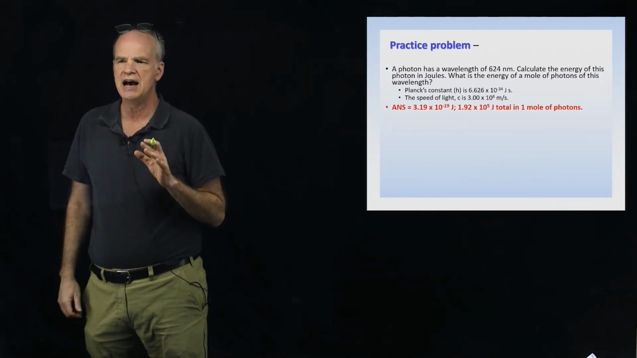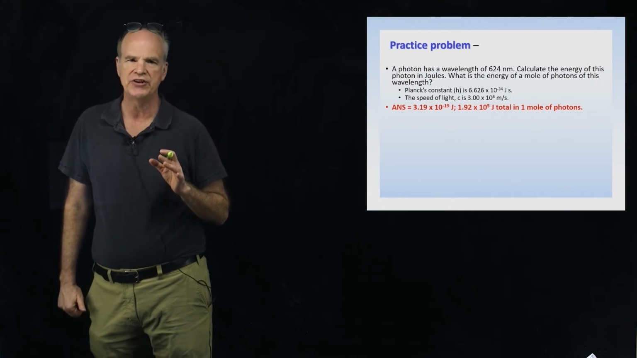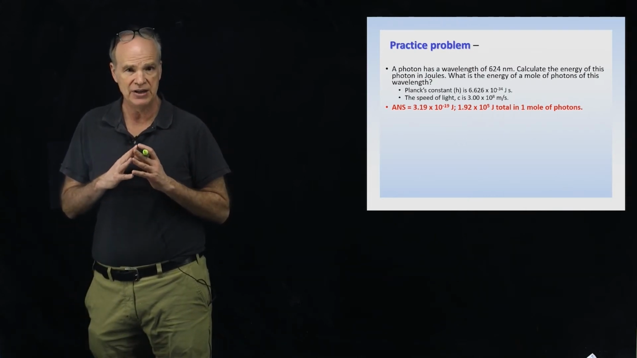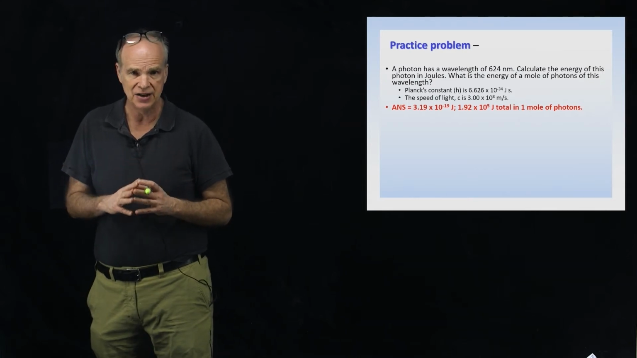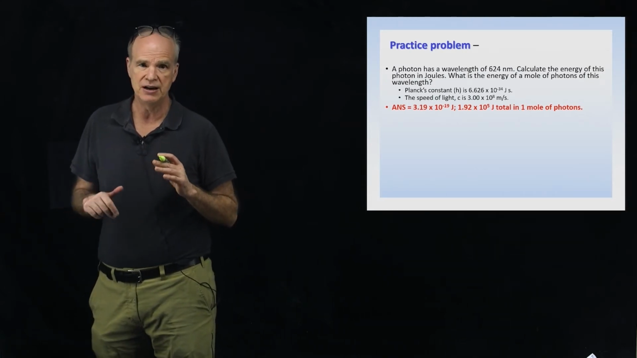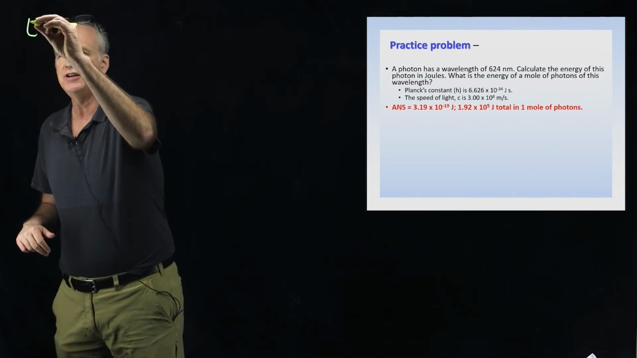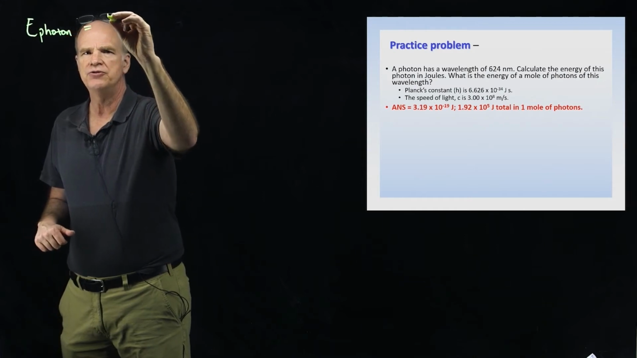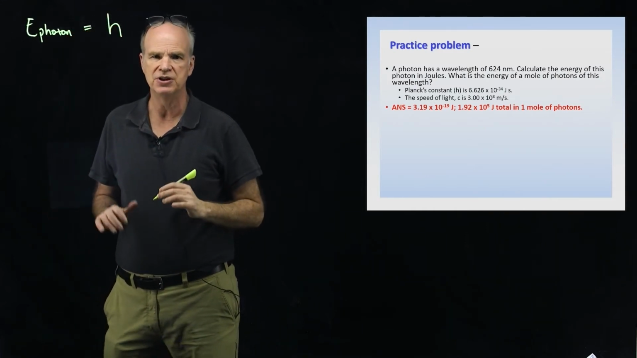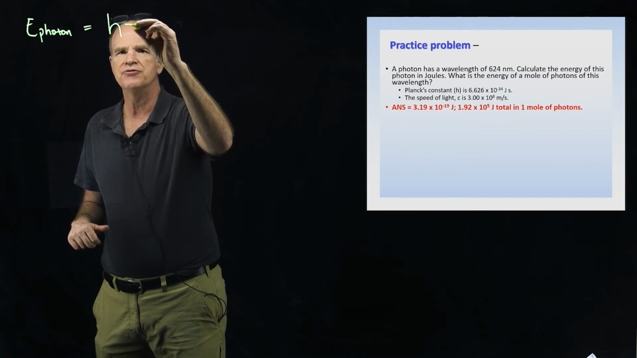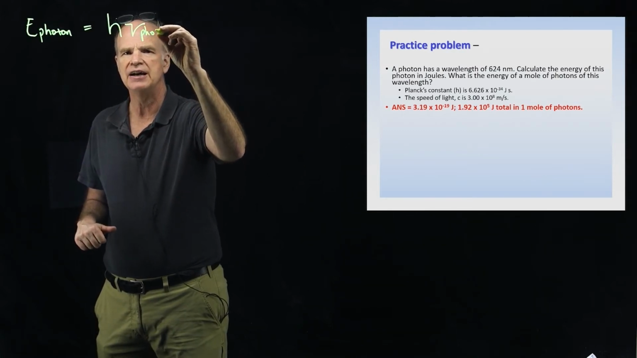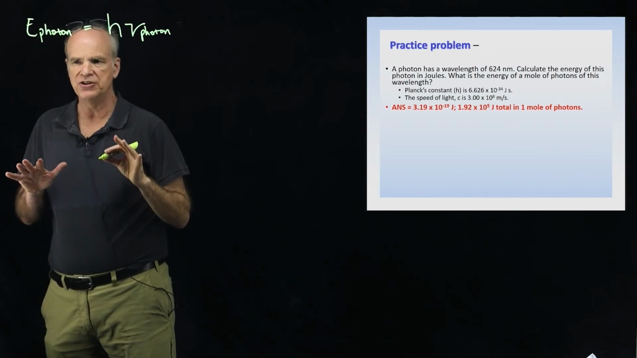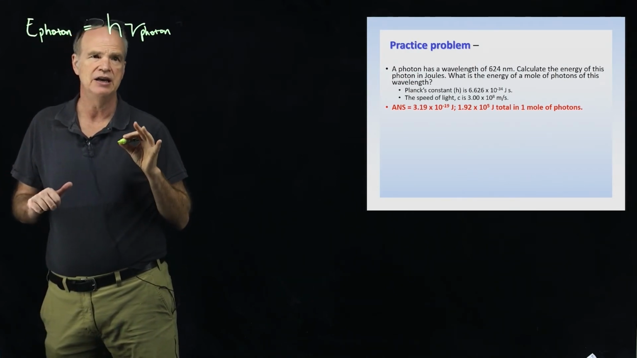Okay, so we have a photon that has a particular wavelength. It's at 624 nanometers. And what we're trying to find is the total amount of energy that that one photon has. So there is an equation that we can use, and that is the energy of the photon is equal to that constant, Planck's constant, which will be given to you on the test, times the frequency that that photon has.